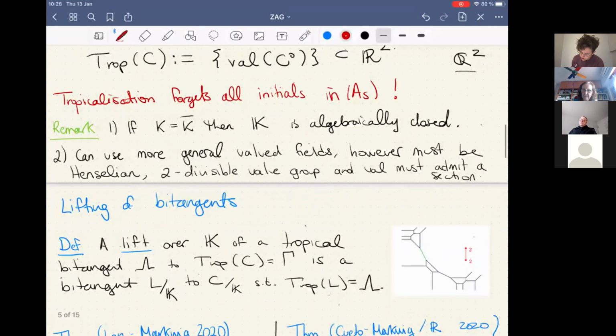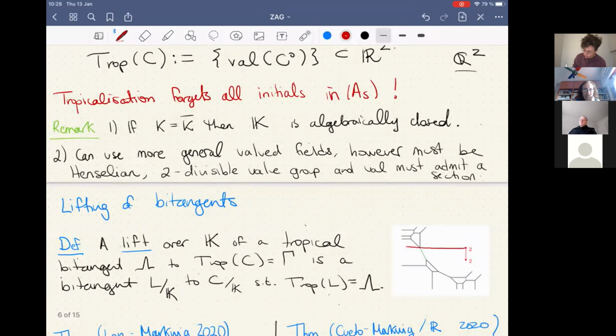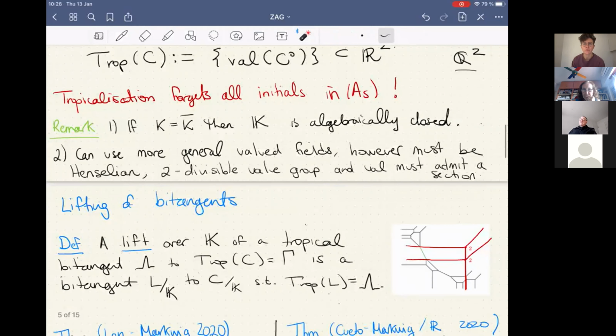And for example, in this particular case here, such a line, such a tropical bitangent with its intersection point in the middle of this green segment does not lift. The only ones which do lift are the two which intersect here at vertices of the tropical curve.